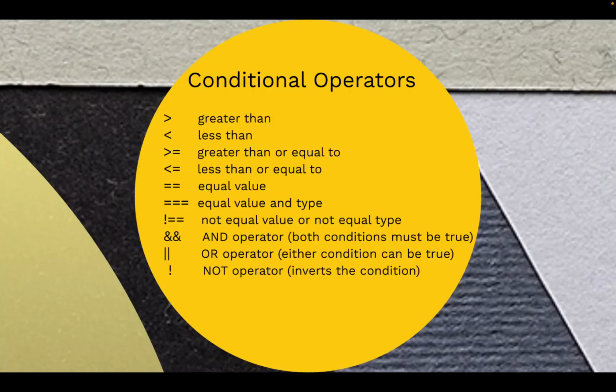The not equal to value has an exclamation mark before it. And the and operator is two ampersands, where if there's a condition on either side, they both must be true. The or operator with the two bar symbols, either condition can be true. And the exclamation is the not operator. It will invert or negate or reverse the condition.